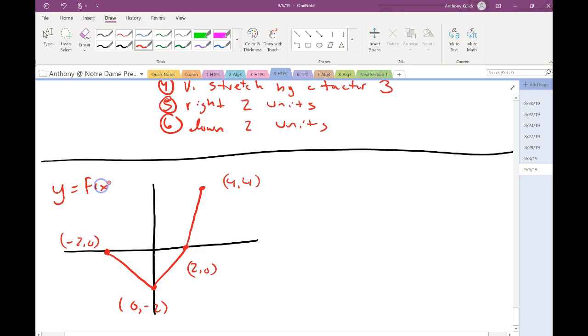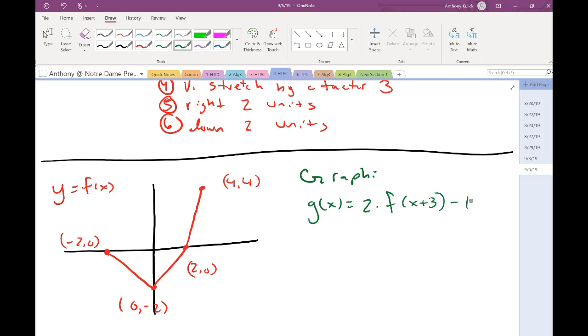Let's say this is our parent function, y equals f of x. And let's say that we want to graph the transformation g of x equals 2 times f of x plus 3 minus 1. So one way I could do this is to apply the transformations in the order that we would report them.